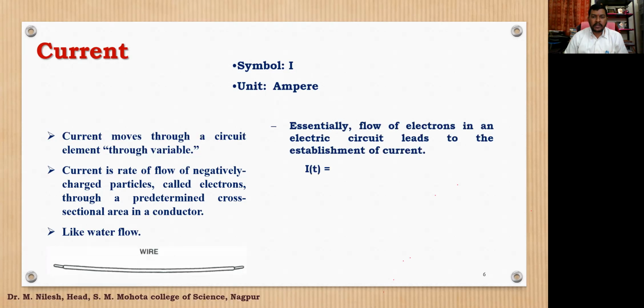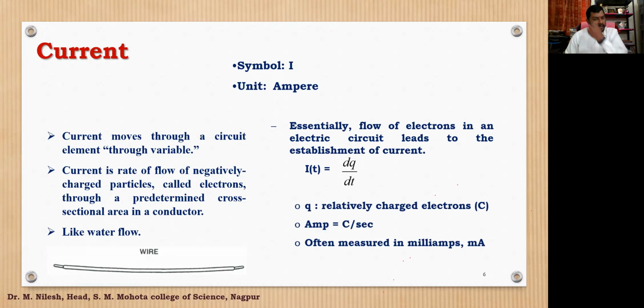So this is a wire that I've shown you, and this is the equation for that: I equals dq by dt. I is the current, and q is the charge, that is electrons, in coulombs, and ampere is coulomb per second. This is always measured in milliamperes. So that is for current.